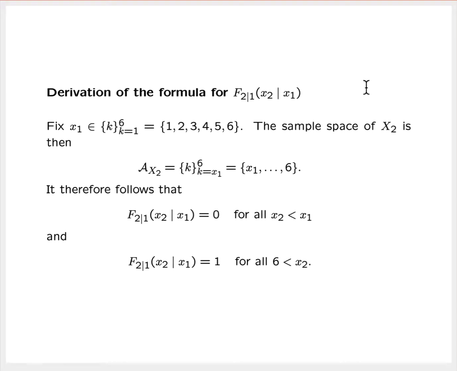Now here is how we actually derive the formula for the conditional CDF of x2 given x1. We're going to first fix x1 in the set of integers 1 through 6. When we fix a value of x1, then the sample space of x2 becomes the set of integers from whatever x1 is up through and including 6. It therefore follows that the conditional CDF of x2 given x1 is equal to 0 if x2 is less than x1, and it's equal to 1 if x2 is greater than 6.